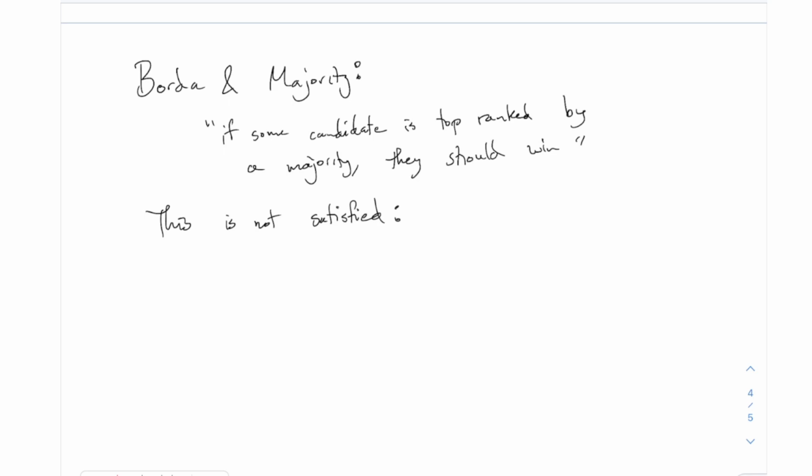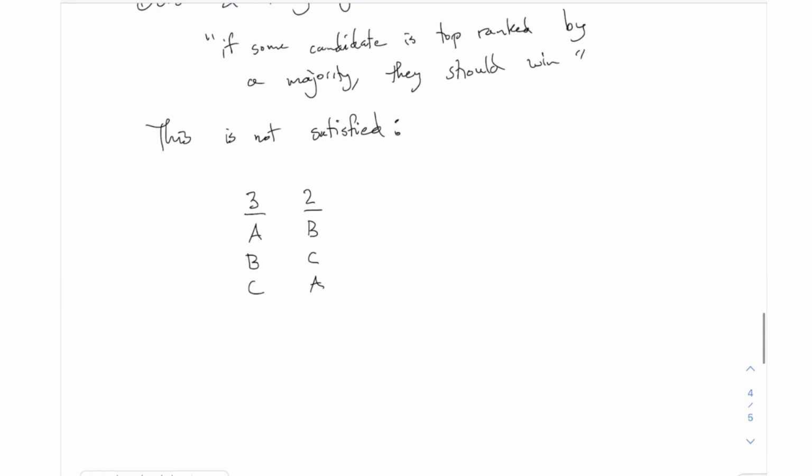I'm going to demonstrate this by an example here. This is not all that complicated. Let's say three people vote ABC, and two people said BCA. Is there a candidate who gets a majority of rankings in the top position? Yes, it is A, right? So here, A is top ranked by a majority, so according to the majority criterion, we feel like A should be the winner of the election.